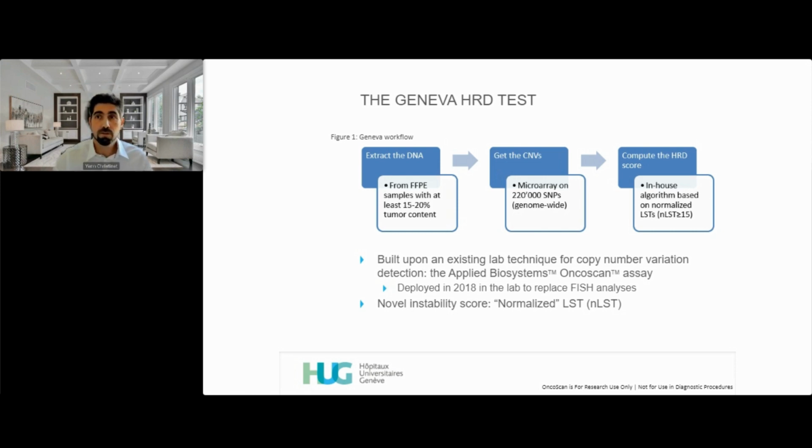So the workflow is really similar to the NGS. We extract the DNA from FFPE. We need a tad less tumor content than NGS. The OncoScan is a bit more sensitive, so 15-20% tumor content. Then we get the CNVs, so it's not NGS, it's a microarray. And from the CNVs, we compute the HRD score. And for that, we don't use the GIS because there is a patent on it. We use our own algorithm, which we call the normalized LST, which I'll explain later.